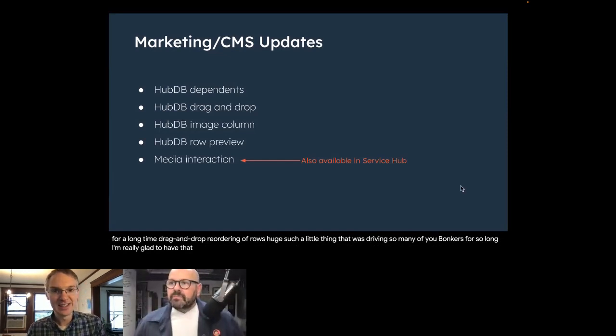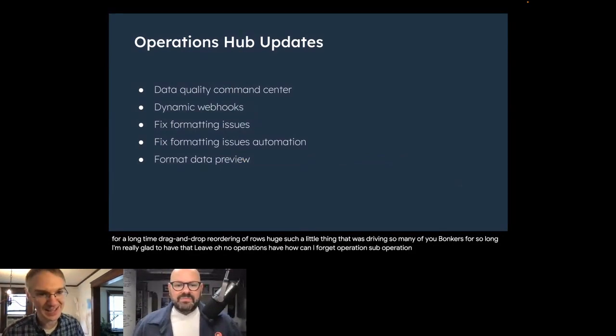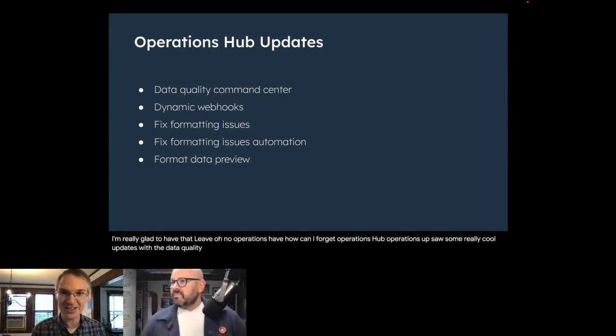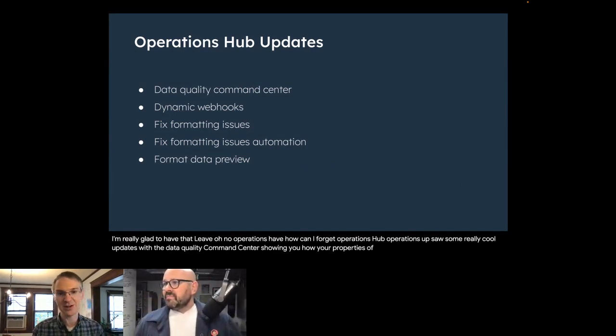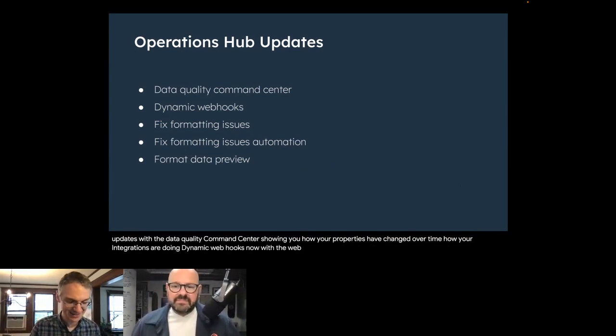So I believe, oh no, Operations Hub. How can I forget Operations Hub? Operations Hub saw some really cool updates with the data quality command center showing you how your properties have changed over time, how your integrations are doing. Dynamic webhooks. Now the webhooks action inside of workflows can have dynamic values in it, which is huge.